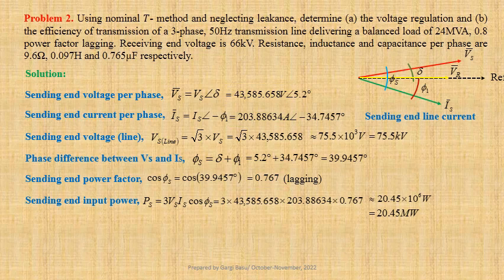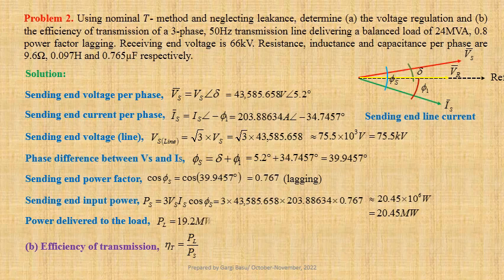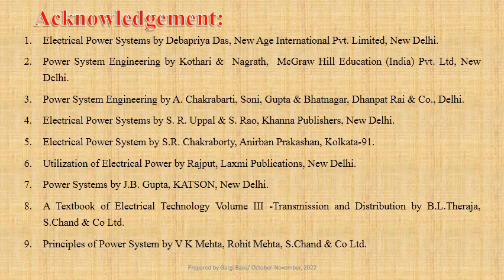Now we shall calculate efficiency of transmission. Eta T equals PL divided by PS. We have computed power delivered to the load, PL equals 19.2 megawatt. Therefore, eta T equals 19.2 divided by 20.45. That gives us 0.9389 per unit or 93.89%. So today we have solved one numerical problem on three-phase medium length transmission line.